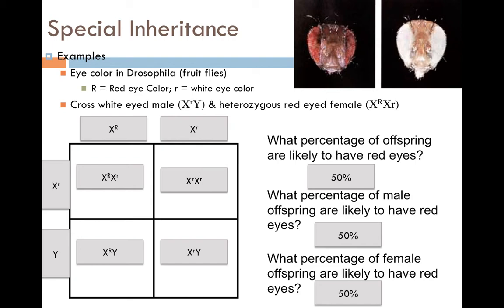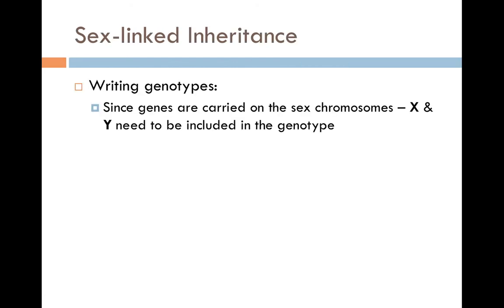So again, that's why we have to write these sex chromosomes. I have to write XX and XY, because if I didn't, if I just did big R, little r, then I wouldn't know what percentage of the male offspring were likely to have red eyes or what percentage of the female offspring were likely to have red eyes. I wouldn't be able to differentiate by gender.